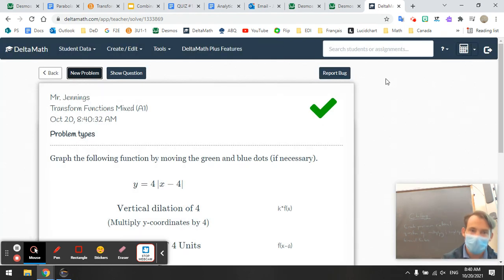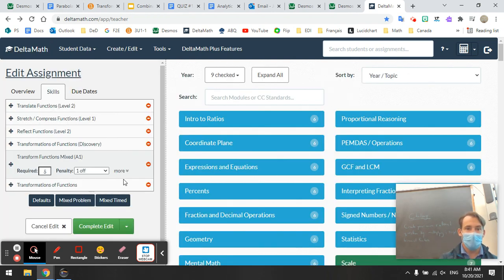Yes. So this is how you are going to practice with Delta Math. Do your stretches in the x and the y first, and then do your translations left, right, up, down. It's a great way to practice this topic. And then, of course, when you have challenging questions in here, take a screenshot, send me the question. I like the challenging questions.